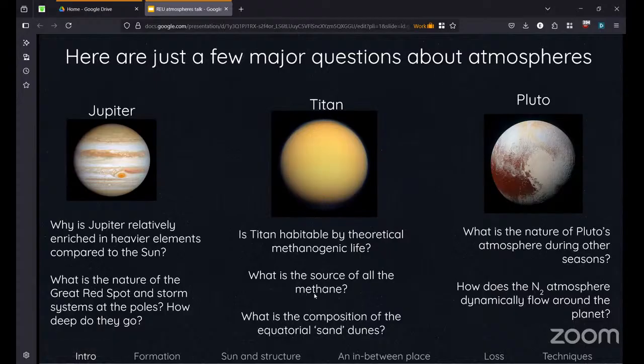With Titan, very intriguing, of course. That's why we're sending a mission there. We would love to know if it's habitable by methanogenic life, if there are implications in what we can learn about origins of life, like if some of these processes could happen on early Earth. And like I mentioned, we think we have observed sand dunes there and we have no idea what they're made of. That's just my little pet interest there.